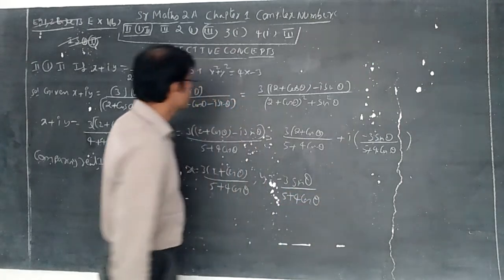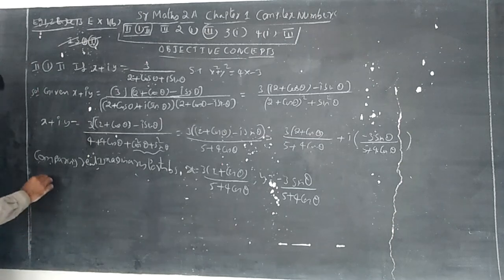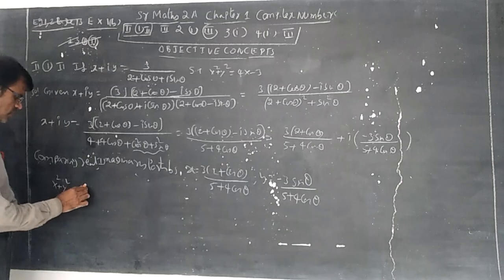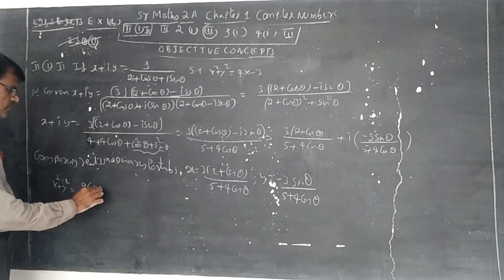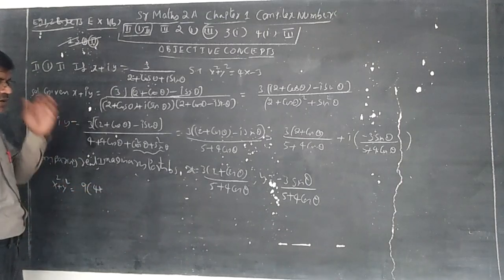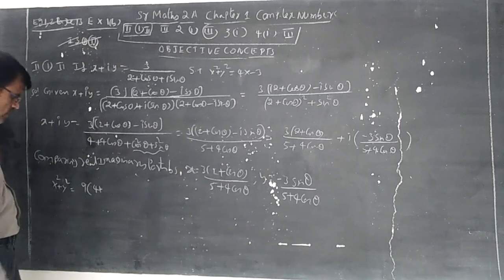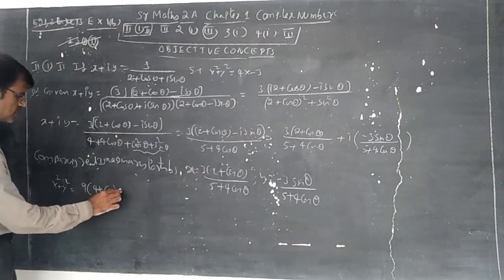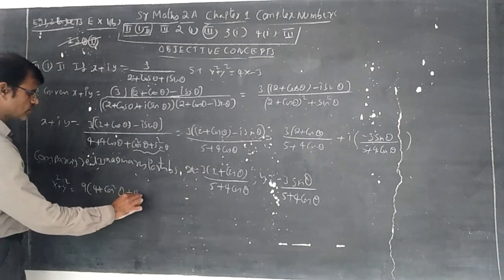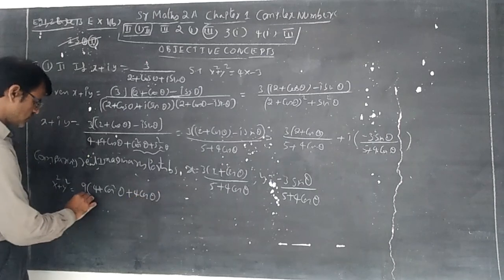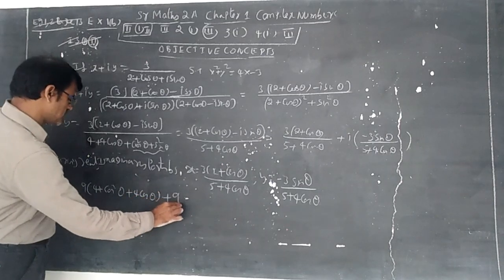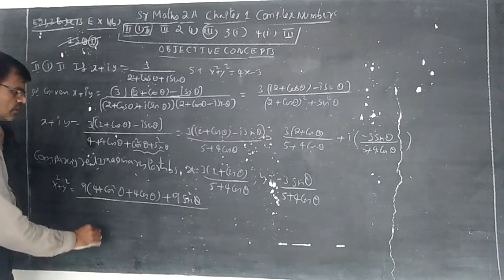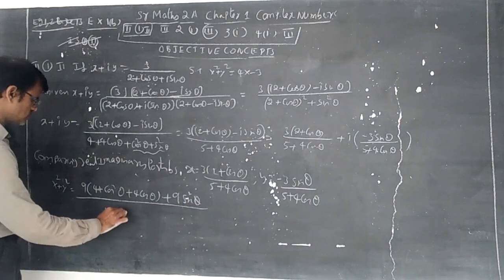Now x square plus y square. x square plus y square means here 9 into (2 plus cos theta) whole square. Okay, let us write 9 into (4 plus cos square theta plus 4 cos theta) plus this one 9 sin square theta whole by (5 plus 4 cos theta) whole square.